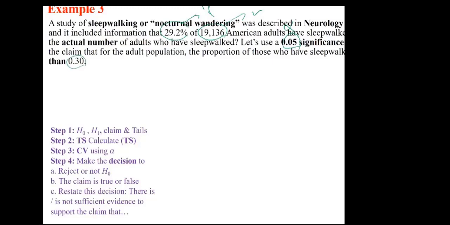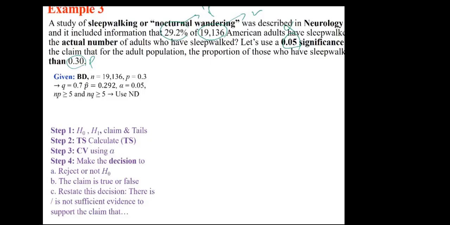The proportion of those who have sleepwalked is less than 0.3. That means we are using 0.3 as p. So this is given. You're dealing with a binomial distribution. n is 19,136. p is 0.3. Therefore, q becomes 0.7. p hat is 29.2%, which means 0.292. Alpha is 0.05.